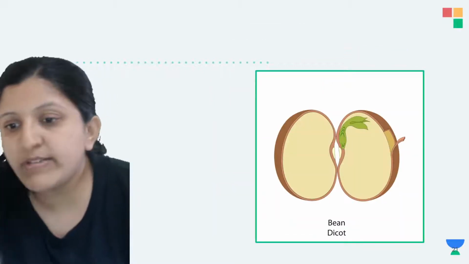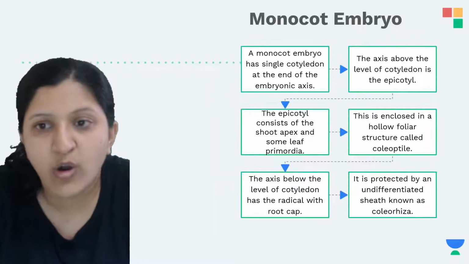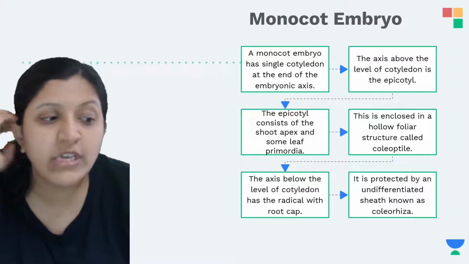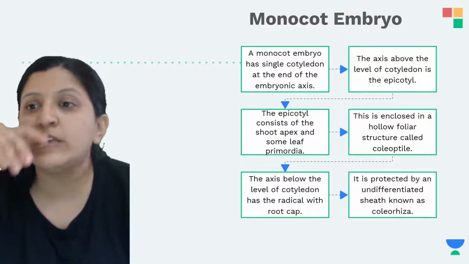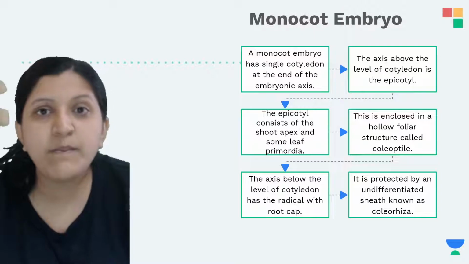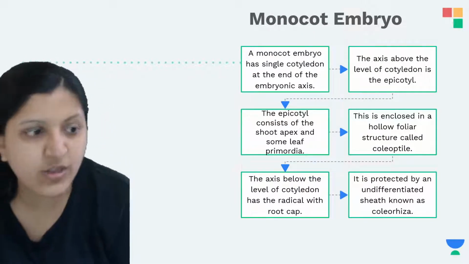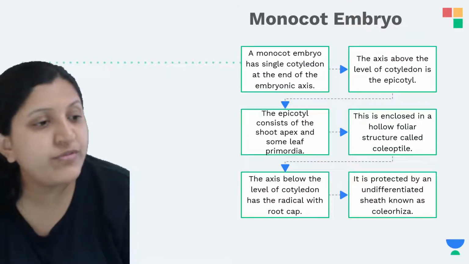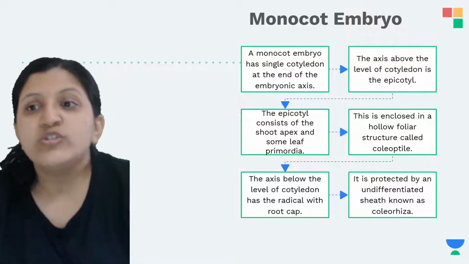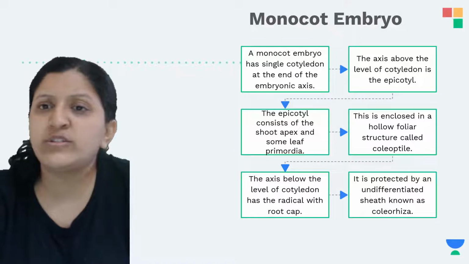Alright. So this is a bean, which is a dicot seed. Now if we are talking about a monocot, what would be the condition? I explained to you about a maize seed, right? The monocot embryo has a single cotyledon at the end of the embryonic axis. So there is a cotyledon, same as usual.